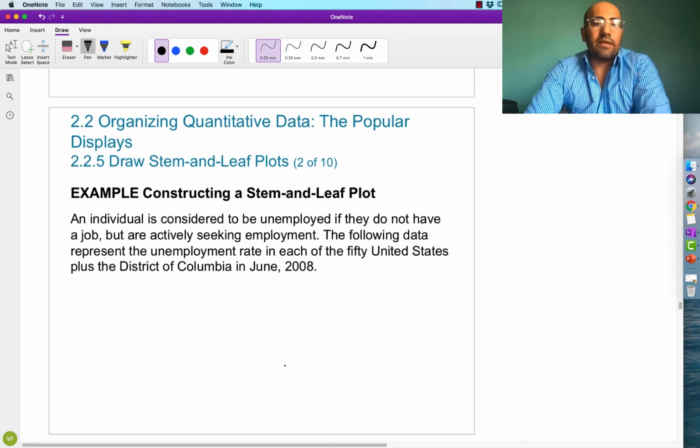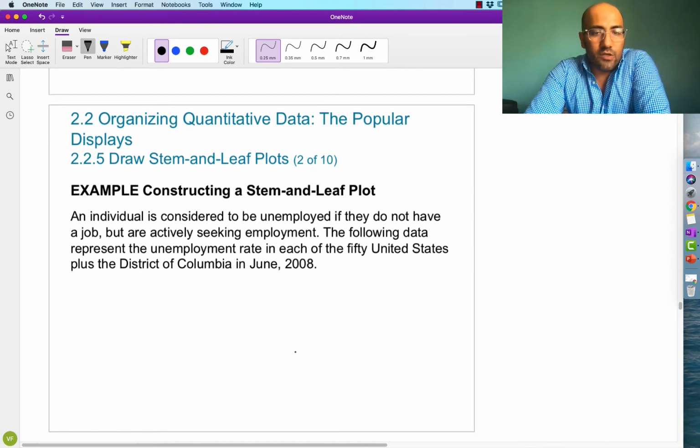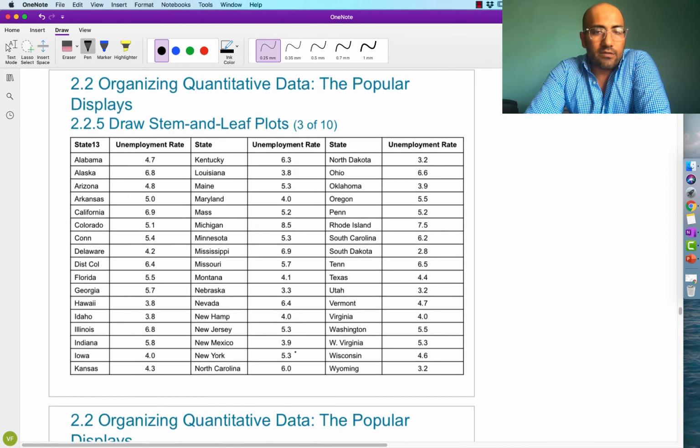Okay, stem and leaf displays. An individual is considered to be unemployed if they do not have a job but are actively seeking employment. The following data represents the unemployment rate of each of the 50 states plus the District of Columbia. So we're going to have 51 values, right? 50 states plus the District of Columbia is going to mean that we have 51 results. And here they are.